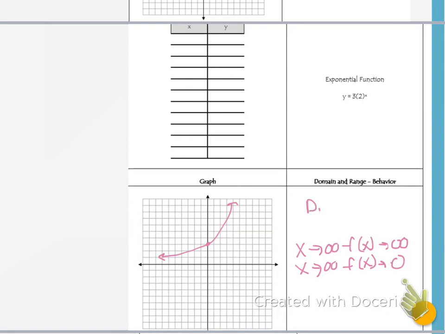Your domain, it's going all the way left, all the way right, so we're good with all real numbers. My range, it gets closer and closer to 0, and it's going up to positive infinity. It does not hit 0, so it's going to be the parentheses.